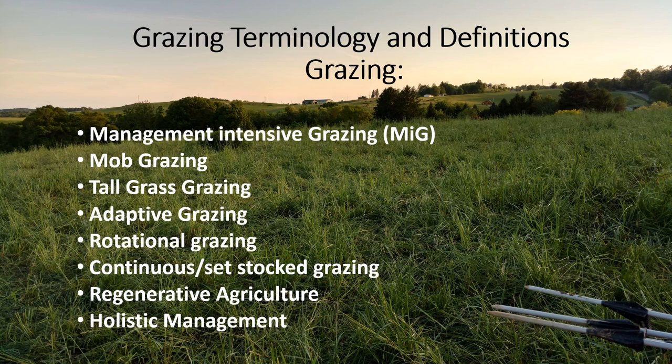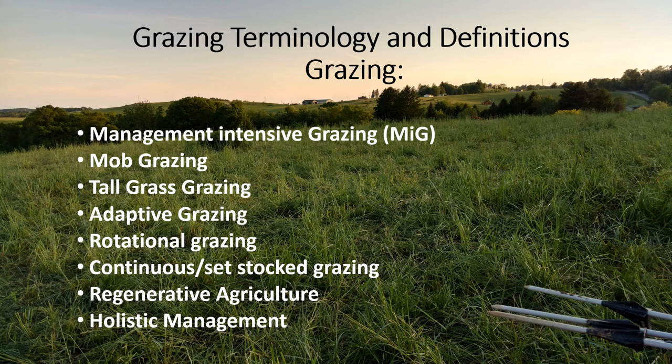But first one on the list there, management intensive grazing will always be shown as capital M, small I, capital G. And that's because when Jim Garish coined the phrase management intensive grazing, he wanted all the focus for intensity to be on management and not on grazing. We want our management to be intensive and not the grazing. It's real easy to have intensive grazing. You put too many animals in too small a space and leave them for too long a time, and that's intensive grazing, or what we would call overgrazing. But we want our management to be intensive. It's the management that we make intensive for the grazing.